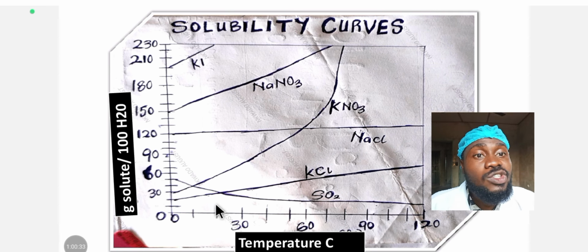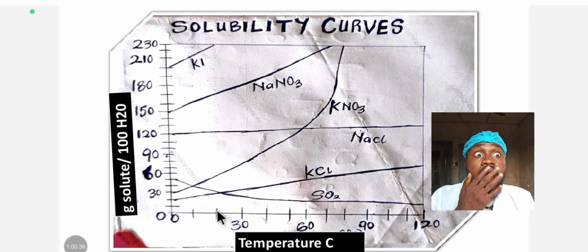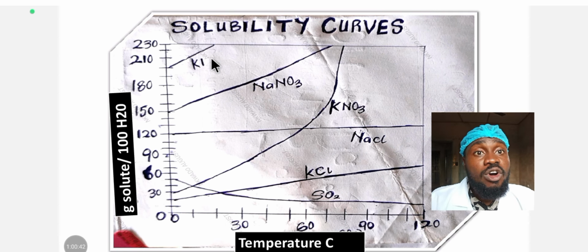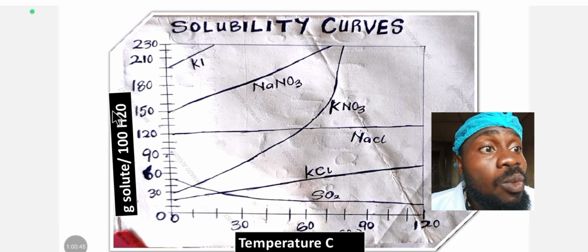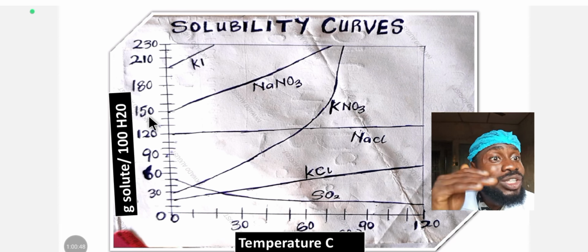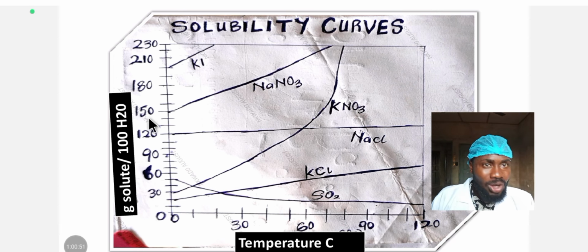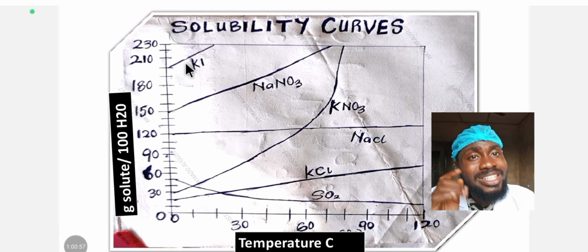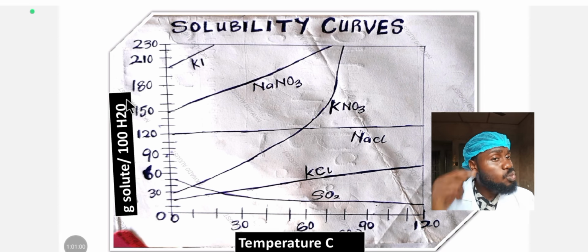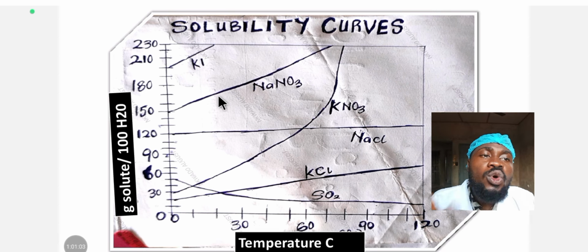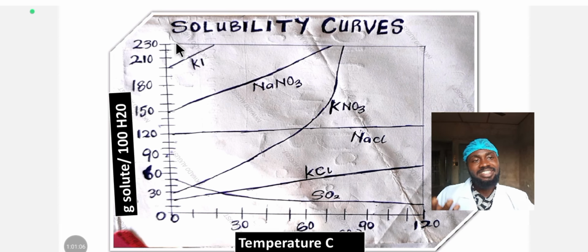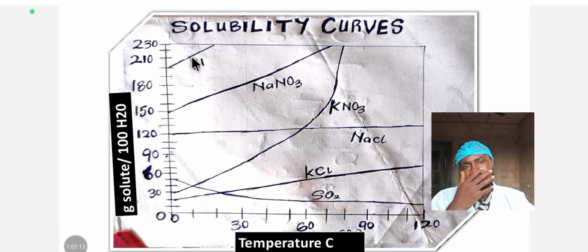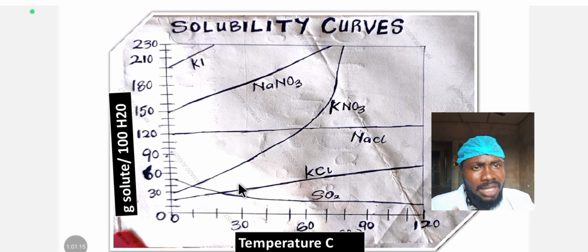So at 20 degrees Celsius, 200 cubic decimeter of potassium iodide dissolved in water, at a very low temperature, below room temperature. That tells you that this substance is highly soluble. More of its solute dissolved in the solvent, which is water, at a very low temperature. So we already have the most soluble, which is this one, 210.